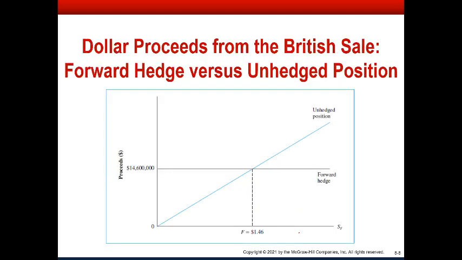And this graph shows how that works. So we've got the spot exchange rate on the horizontal axis, and then the proceeds of the transaction on the vertical. And here we are locking in the exchange rate with the forward contract. The horizontal line here just portrays what the forward hedge gets you. It gets you a guaranteed $14.6 million, selling the 10 million pounds at $1.46 each.